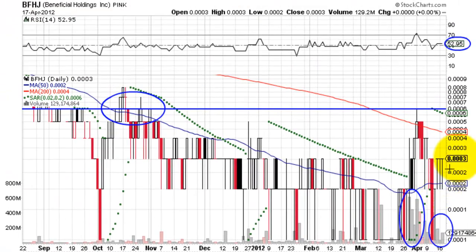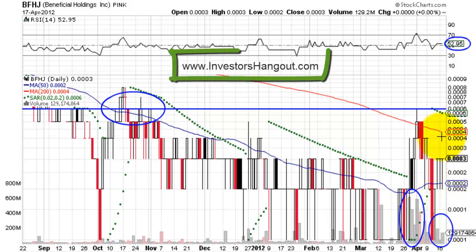I'm going to be watching for this to pick up that momentum and volume to come back in here and push our way through this 200-day simple moving average.